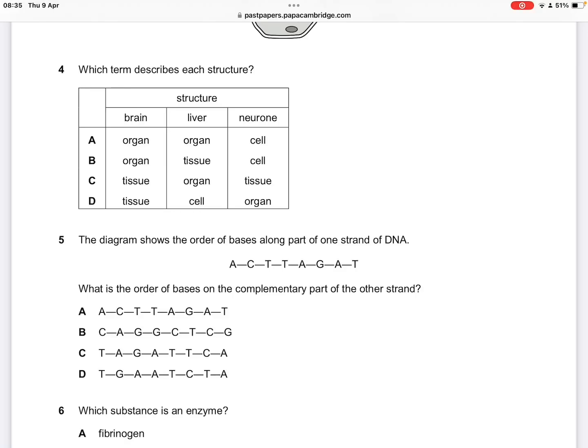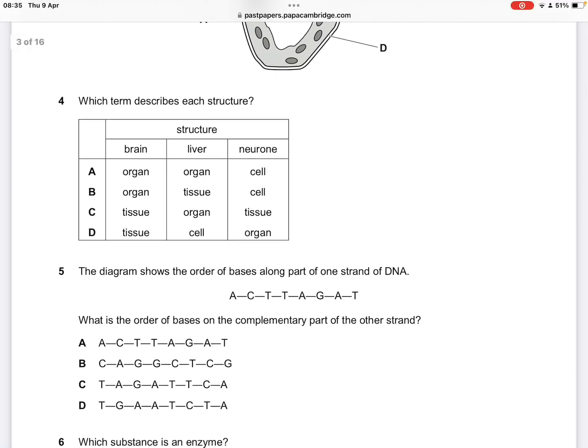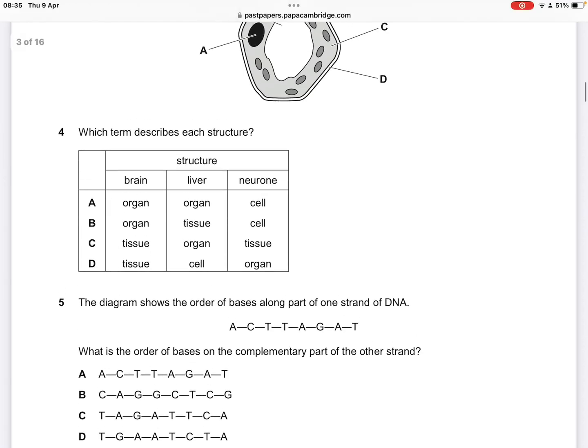This is fairly straightforward. I would hope most people know the brain is an organ. It's definitely not a tissue level. It's a very complex structure. So I know it's going to be A and B. I can eliminate C and D, hopefully not have to look at those again. So I'm just looking at A and B now in the table. The liver, also a complex organ. It does a lot of things in the body. I'd be thinking straight away an organ. So for me, A would be my choice.